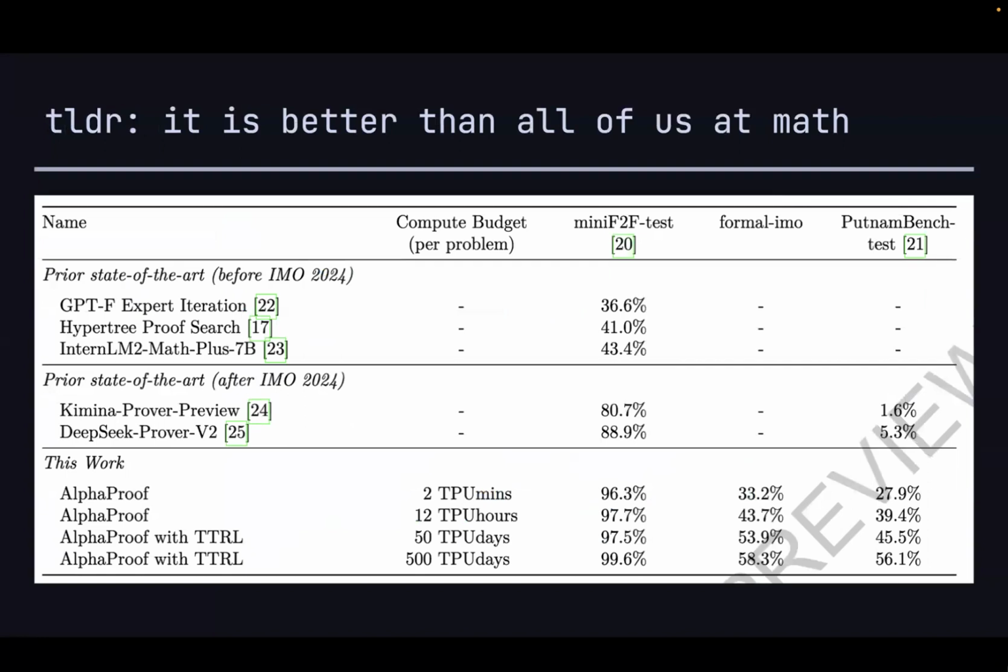So TLDR, it is better than all of us at math. If you look at the last column, Putnam bench. Anyone here know of the Putnam? The Putnam is a yearly math competition for undergraduate math. It covers everything from combinatorics, algebra, calculus, geometry. It is widely considered the hardest math competition at the collegiate level. It scores out of 120, I think. Anyone want to guess what the median score is?